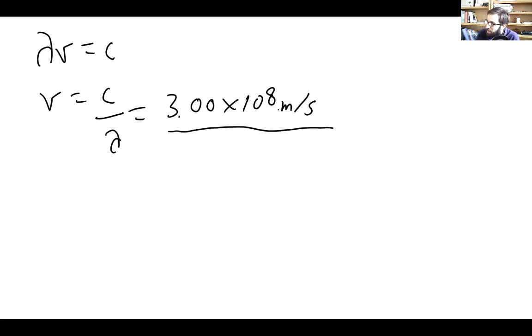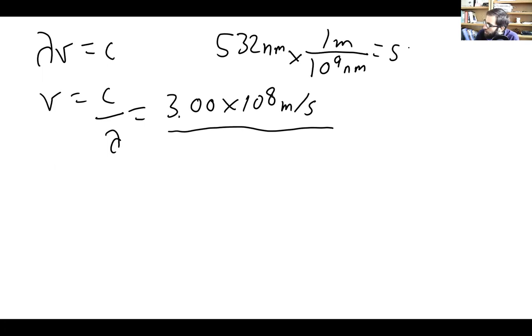Lambda now is going to have to be in meters. So first, we have to take 532 nanometers and convert that. For every 10 to the 9th nanometers, there's a billion nanometers in a meter. That's going to be 5.32 times 10 to the -7th meters. Nanometers on top cancel with the nanometers on bottom.